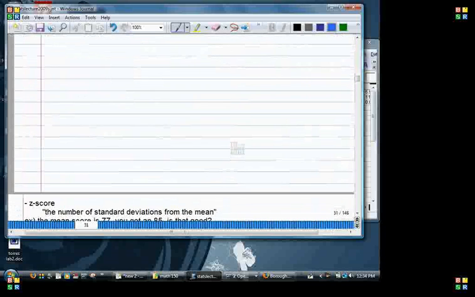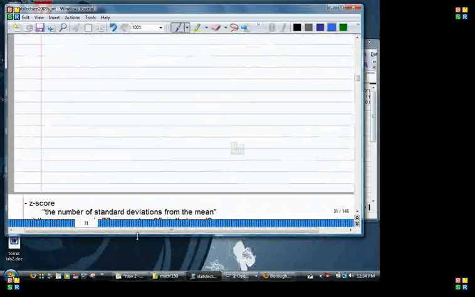Z-score. So, the thing to keep in mind as we talk about the Z-score is that the Z-score means something. The Z-score means the number of standard deviations from the mean. So, what is that in practice and how is it useful? So let's talk about an example.